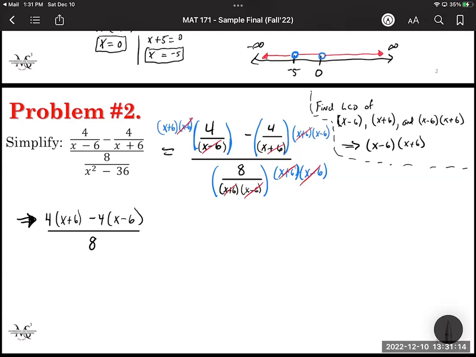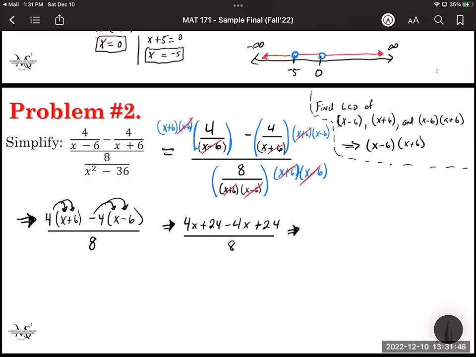In order for me to simplify this, I have to distribute the 4 and the negative 4 first inside the parentheses. So if I take 4 times x plus 6, that's 4x plus 24. If I take negative 4 times x, that's minus 4x. If I take negative 4 times negative 6, that's going to be a positive 24. All right, now we just combine like terms in the numerator.